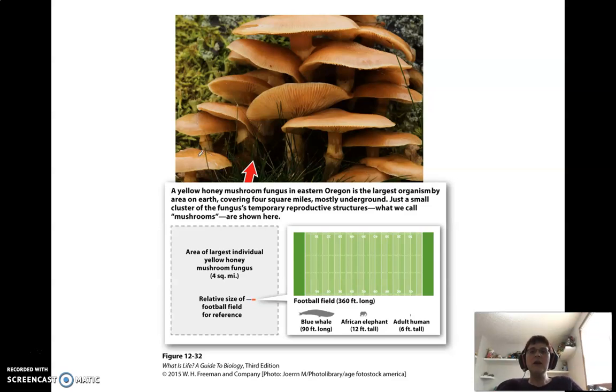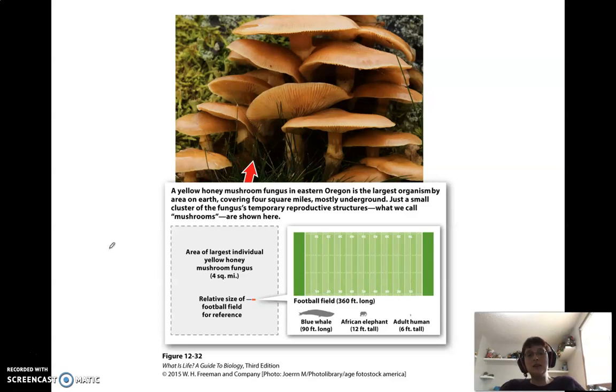And they figured out that one organism, so one individual of this out in Oregon, actually covers 4 square miles underground. They did genetic testing to figure out how much of the fungus was growing in the soil. And it's 4 square miles. To give you an idea of what that means, there's a football field here. That little red rectangle inside of this is the football field. So that little guy right there is the football field, to give you an idea of how big this guy is underground. And then you can see the blue whale, African elephant, and a human.